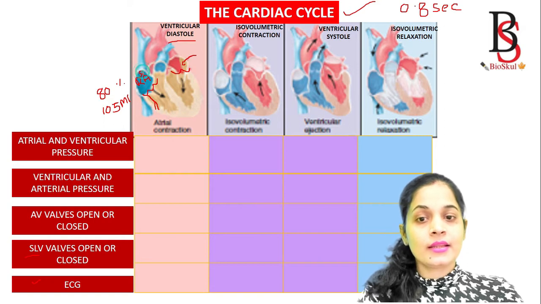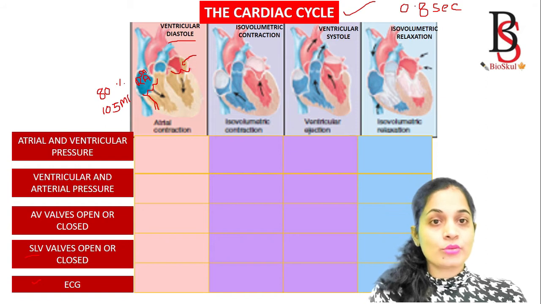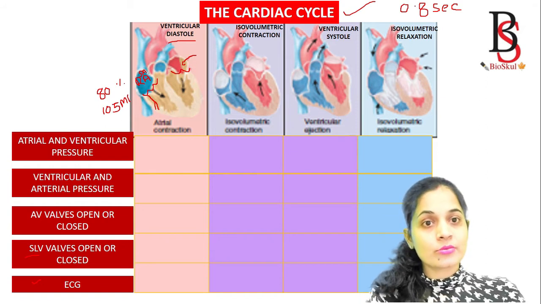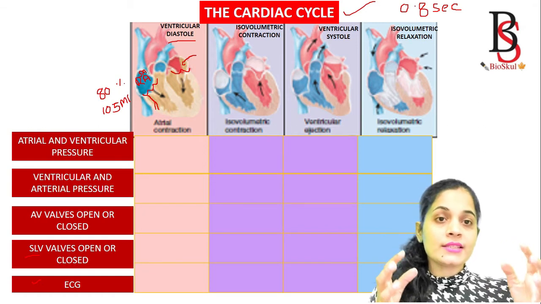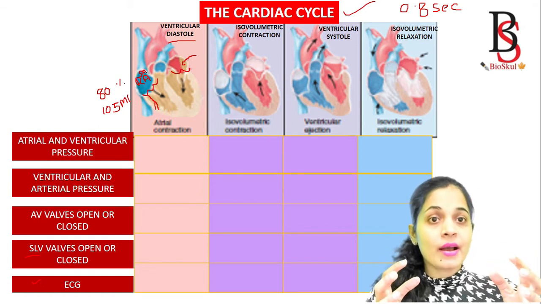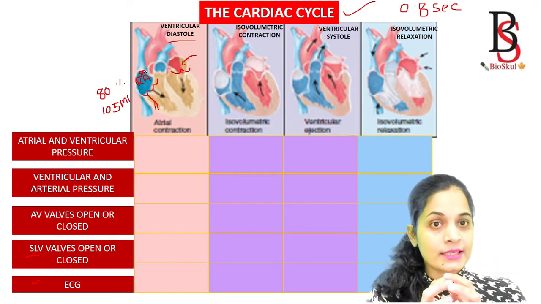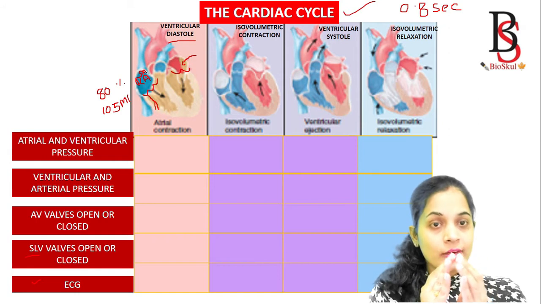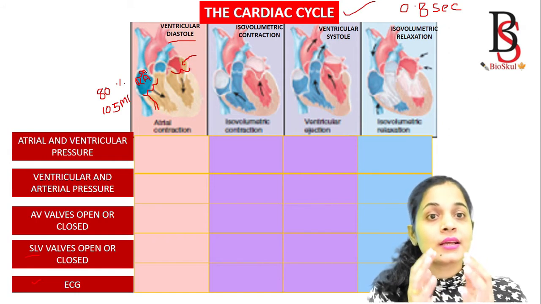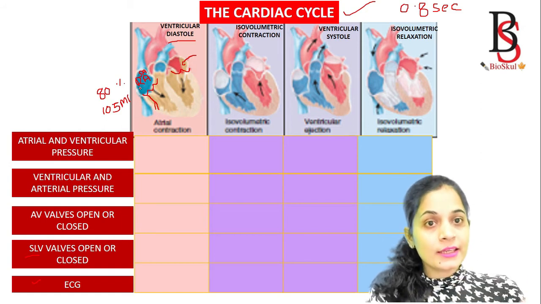Then in the next step, the SA node, the natural pacemaker cell, gets depolarized and an action potential is generated. The action potential moves from the right atrium to the left atrium, thereby the atrium gets depolarized. Depolarized means the atrium now gets contracted. As it contracts, the volume is reduced. If the volume is reduced, then pressure increases.